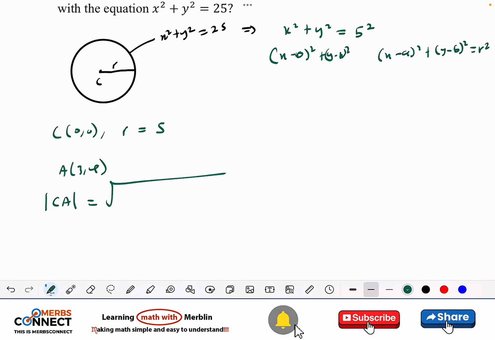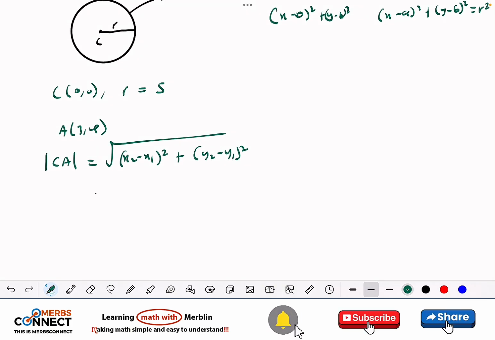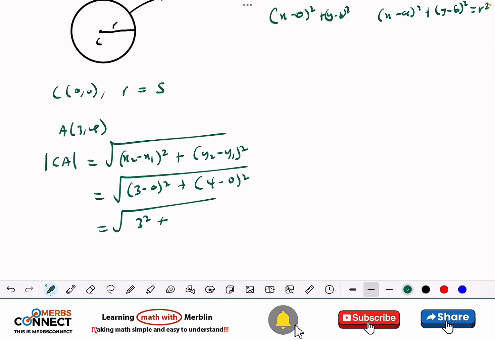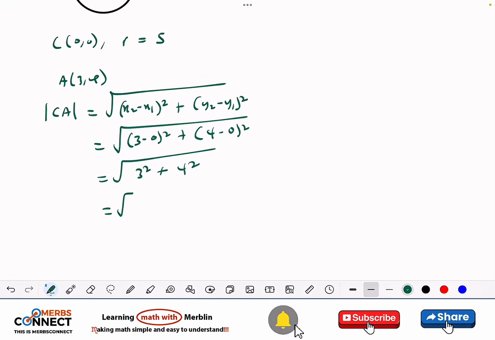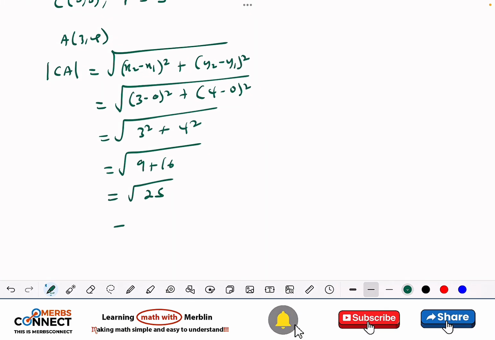The distance between 2 points is the square root of x2 minus x1 squared plus y2 minus y1 squared. Let's assume that this is our x2, y2, and this is x1, y1. I'm going to have the root of 3 minus 0 squared plus 4 minus 0 squared, which is equal to the root of 3 squared plus 4 squared, which is the root of 9 plus 16, the root of 25, and this is equal to 5.